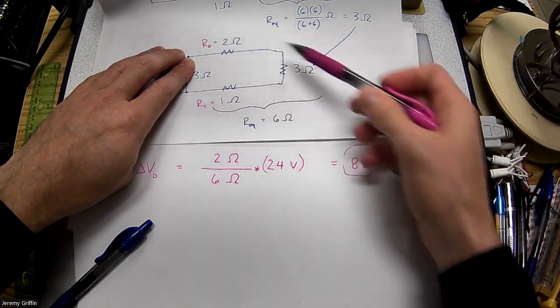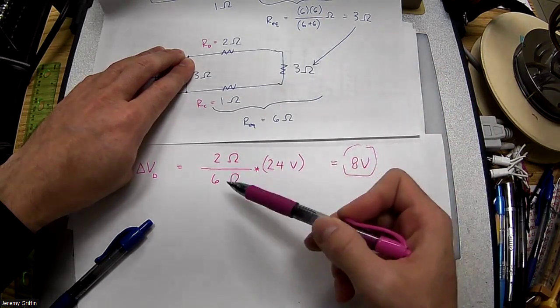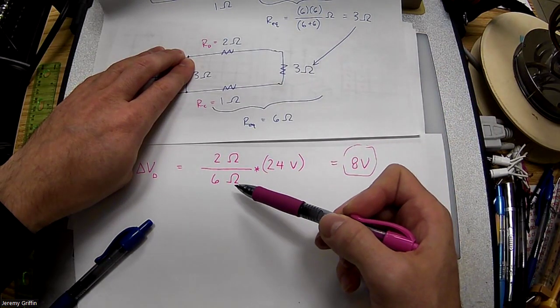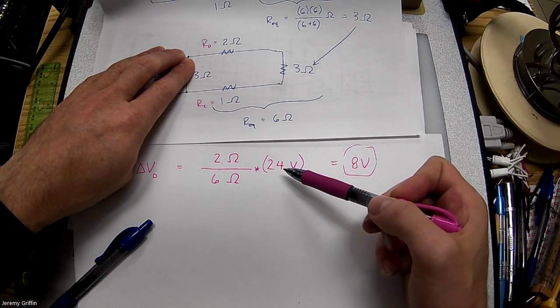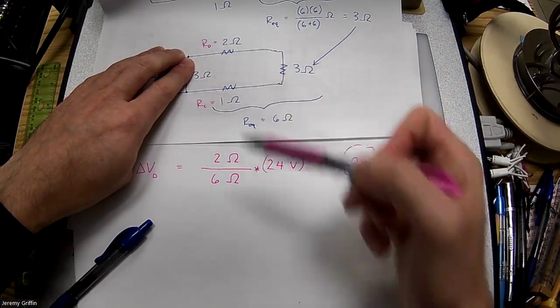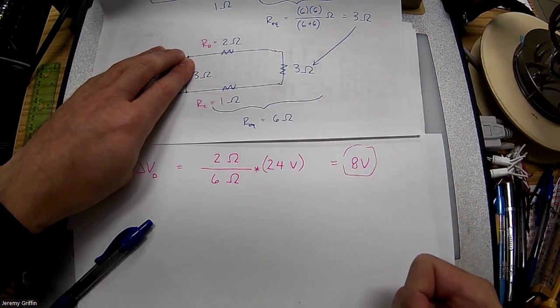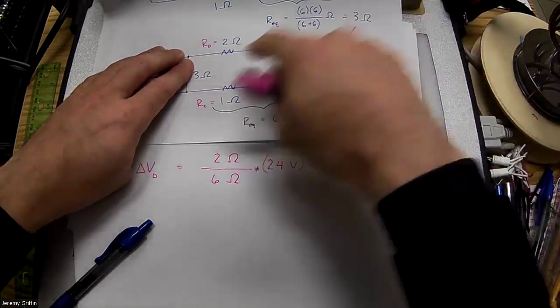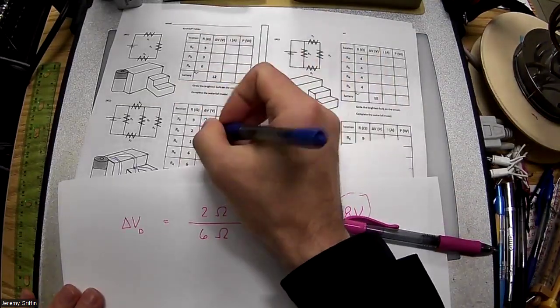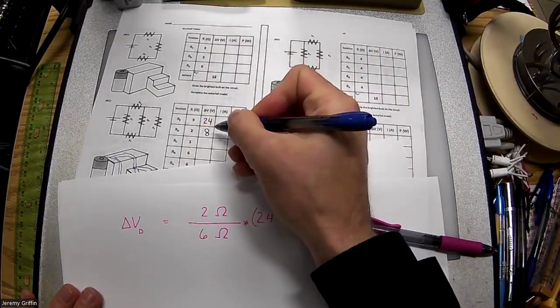So 2 ohms out of 6 ohms. I got 2 out of 6. That's the proportion of how much it drops, and I'm talking about 24 volts total. So 2/6 of 24 is 8 volts. So I know 8 volts just dropped right there. I'm going to go over to resistor D and say 8 volts just dropped.